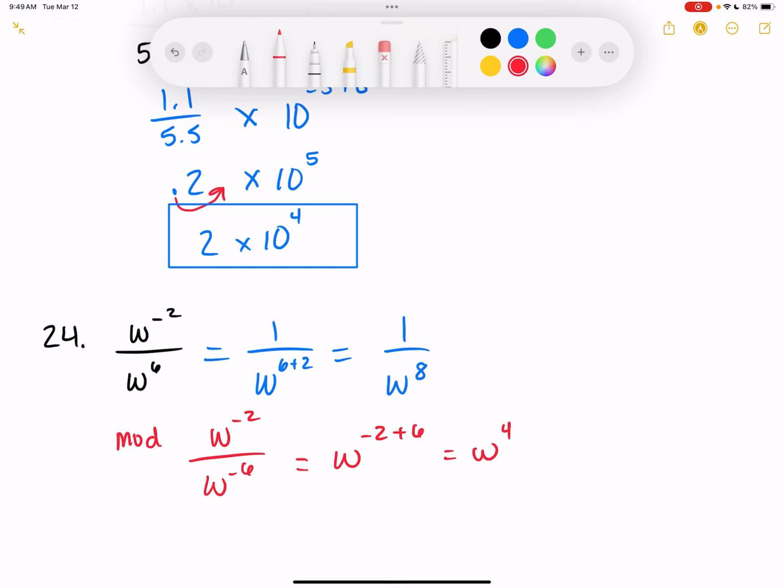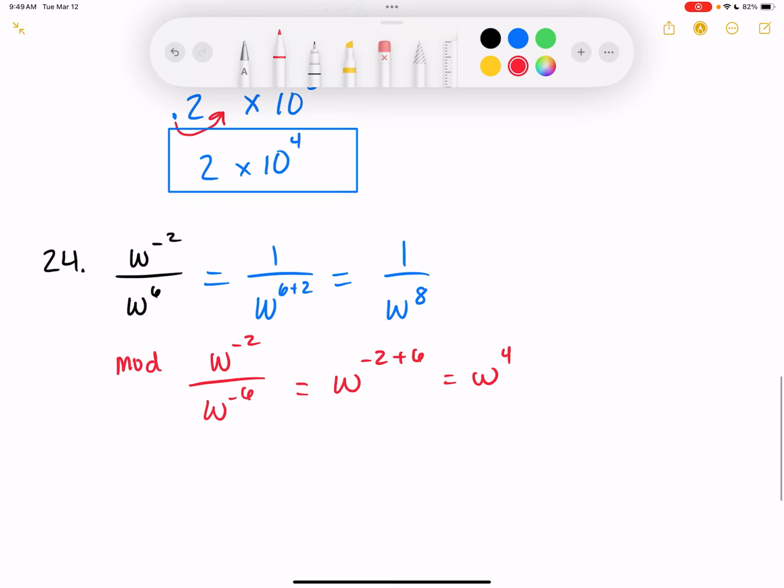So in the end, I have to have all my exponents be positive. Now, some people would tend to do this problem and flip these, and they would say this would be w to the 6 over w squared. But then you still have to move this up to reduce it because you have to have it as simple as possible. So you might as well just do it this way.